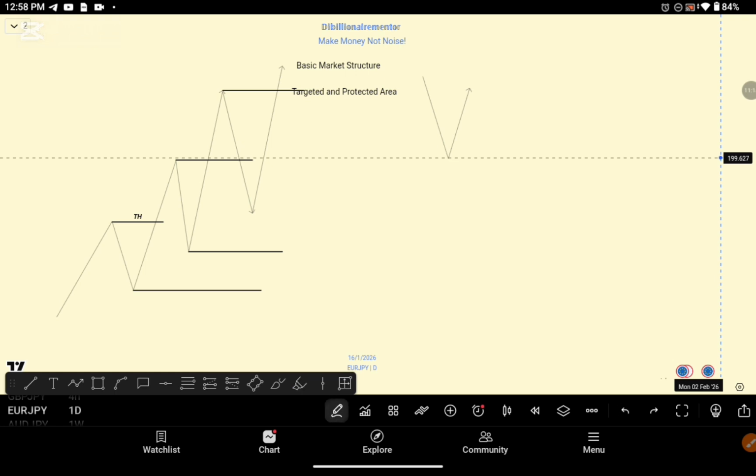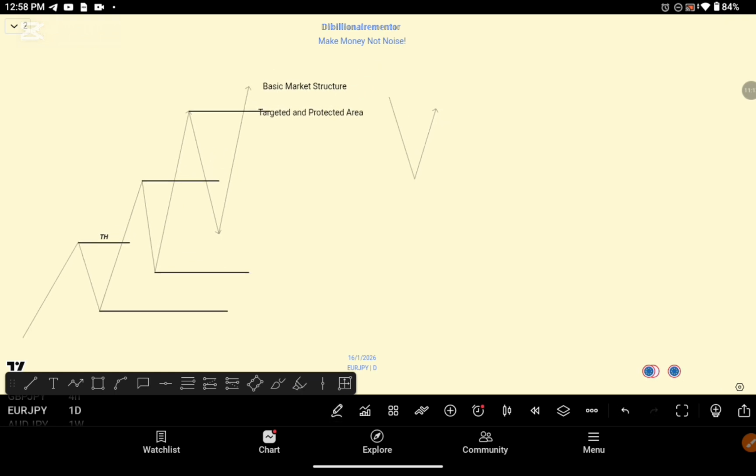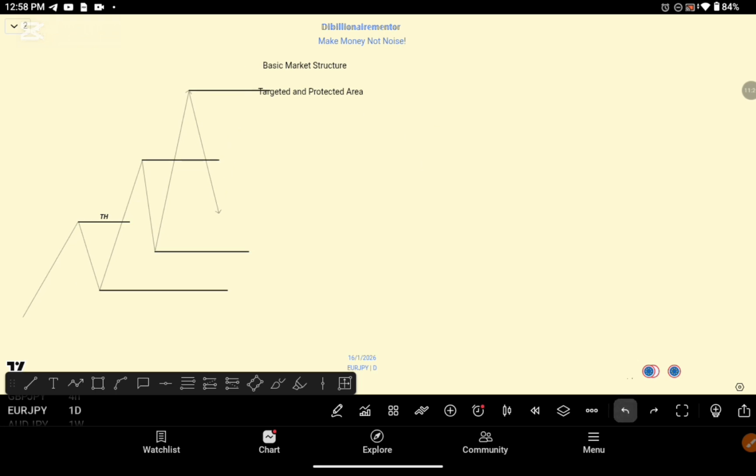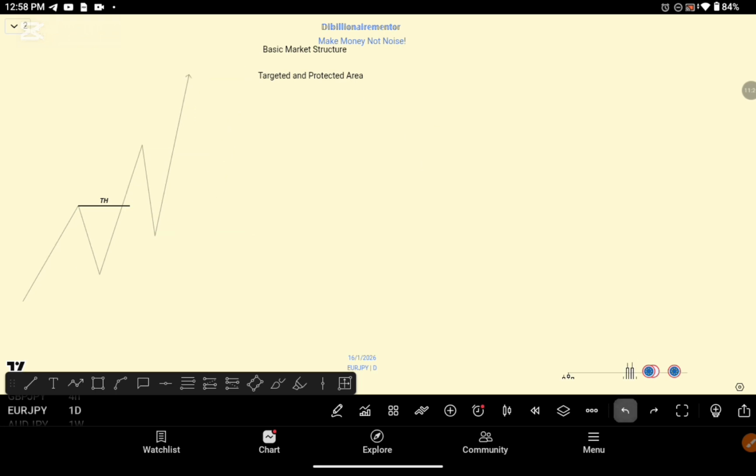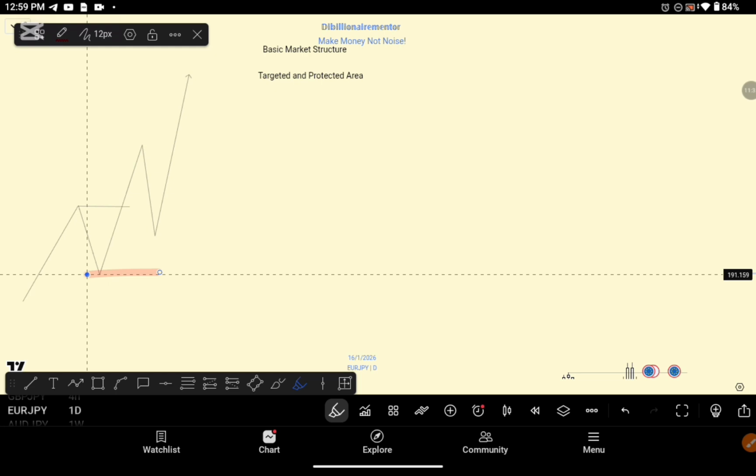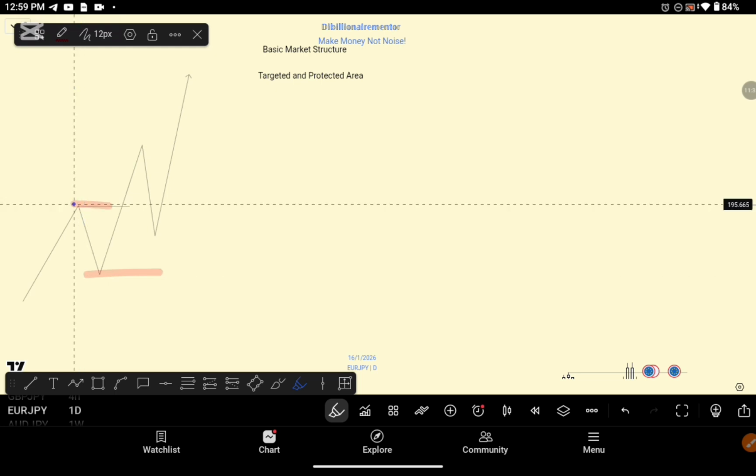So I have explained the protected and the targeted areas in both the uptrend and the downtrend. Don't forget, in an uptrend, the protected areas are always going to be the higher lows, which are these ones down here. While the targeted area is going to be the higher high. Do you understand?